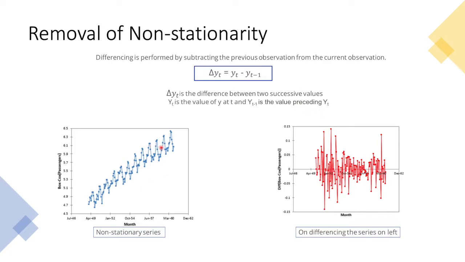For example, here is the time series data before applying differencing. As we can see, this is a non-stationary series. After applying the differencing technique, we got an almost stationary data set. So we can build a time series model using this processed time series data.